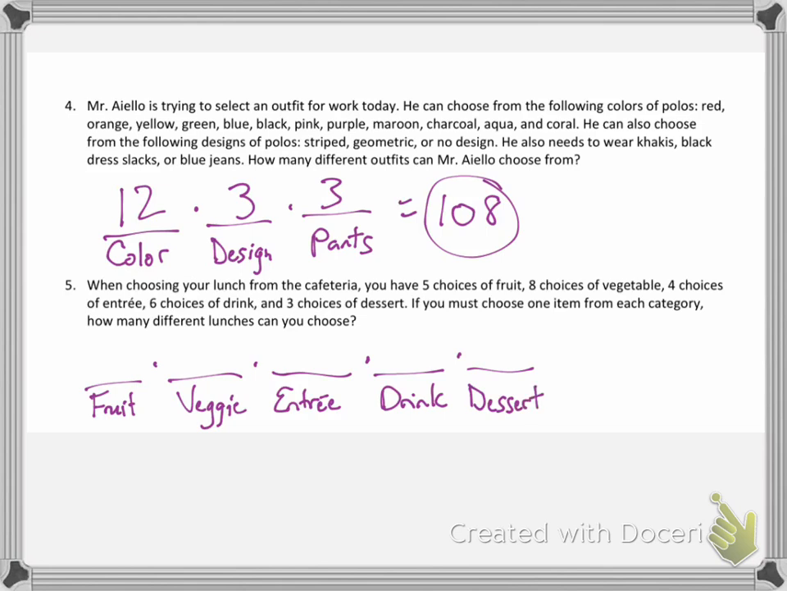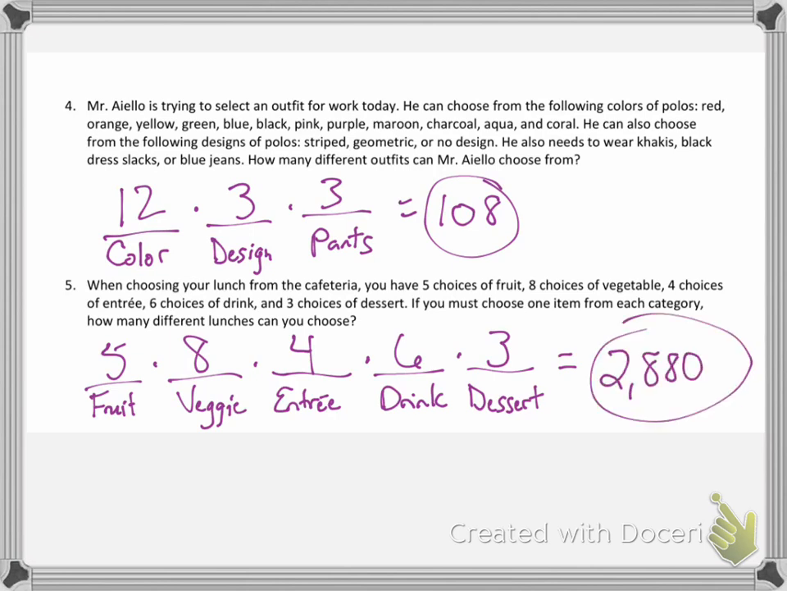Now, in this problem here, just because of the simplicity of it, you can set up the bins if you want, but ultimately, I've got 5 choices of fruit, 8 veggie choices, 4 entrees, 6 drinks, 3 desserts. All I'm going to do is, in this case, just multiply all of those numbers together. I have 2,880 ways that I can select my lunch.